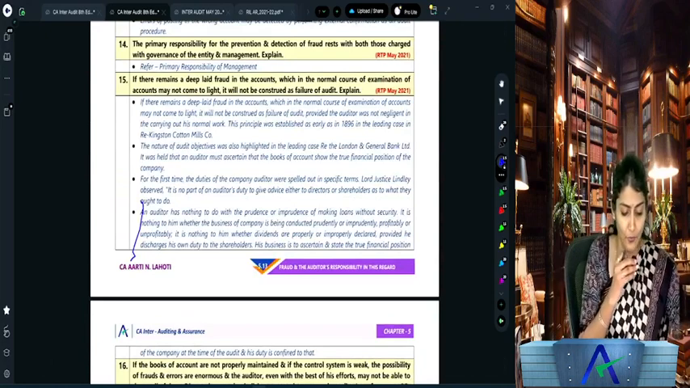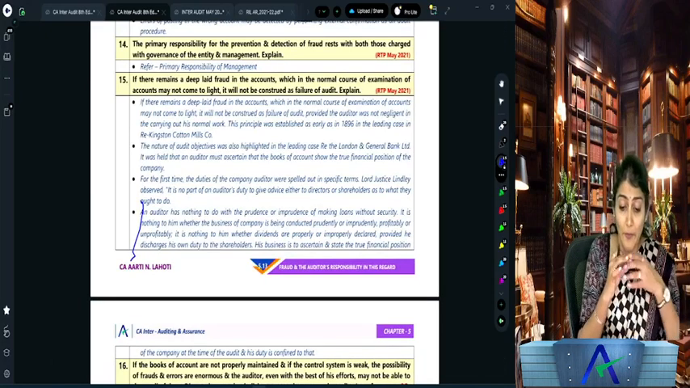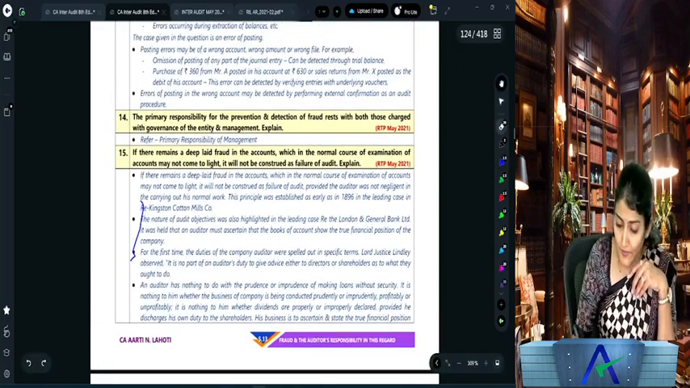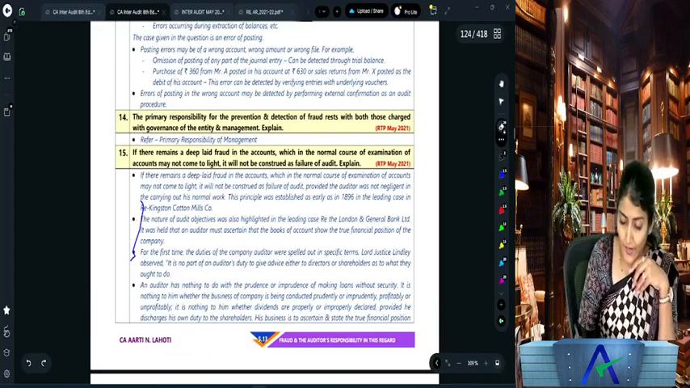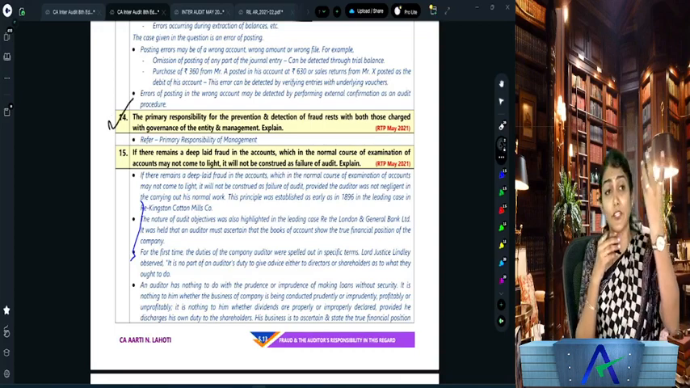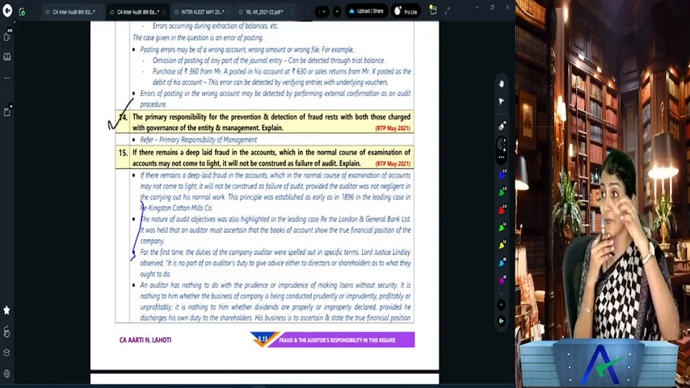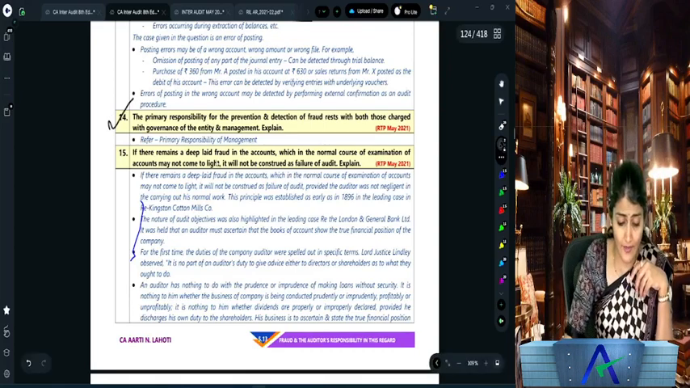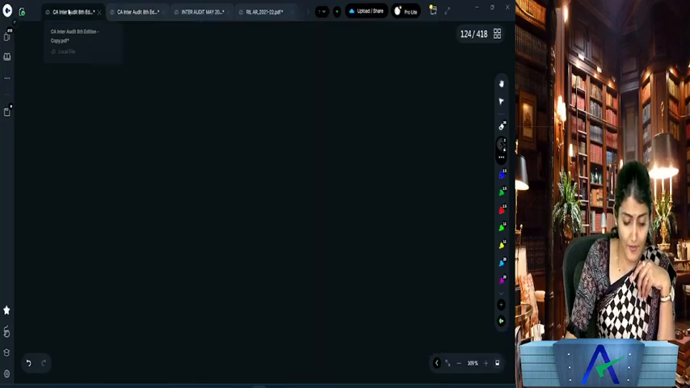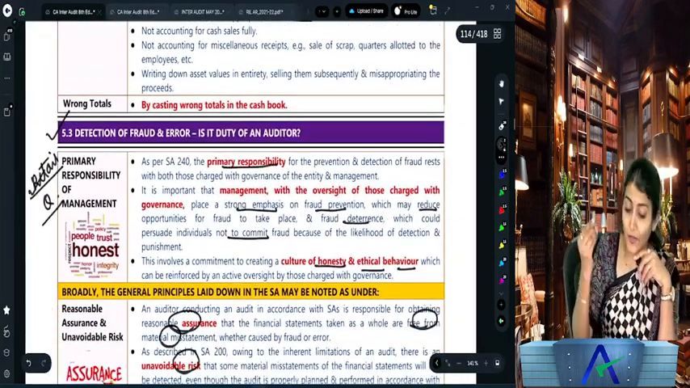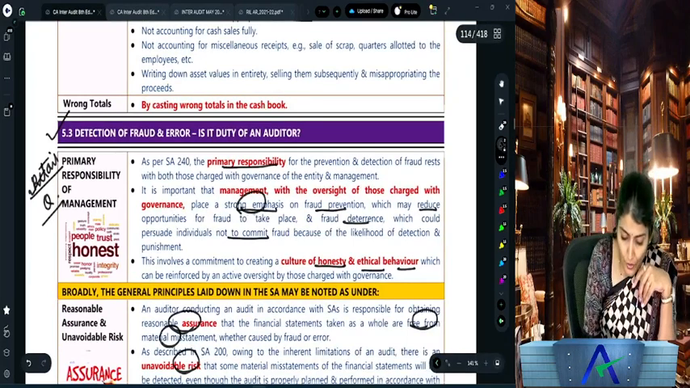Okay, right. So what questions are there in the question bank? One, the primary responsibility for preventing and detecting fraud and error rests with the TCWG and the management of the entity, right? So it is the responsibility of the management to ensure a culture of honesty and ethical behavior in the organization, right? So this is the first one. I told you, it's like a retail question. The primary responsibility of the management is to put a strong emphasis on fraud prevention and fraud deterrence.